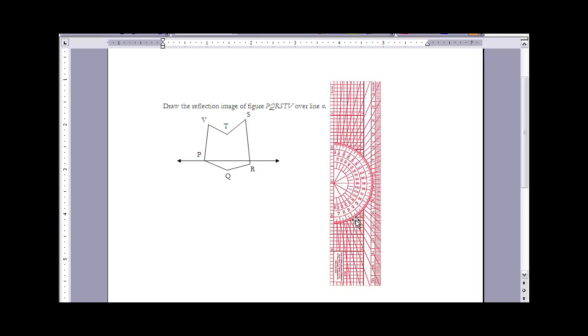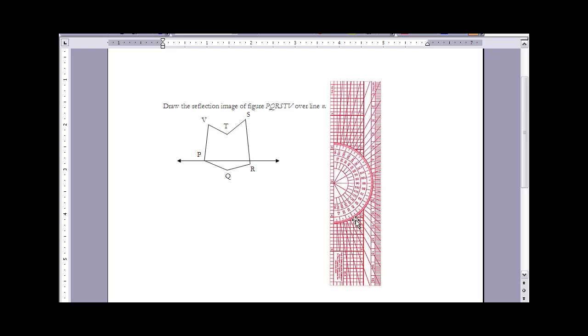So for example 1, let's use our figure transformation theorem to do this problem. If I want to reflect PQRSTV over line N, I'm going to just reflect those vertex points, P, Q, R, S, T and V. Once I get those points, then I can reconnect them and I'll have my final image.